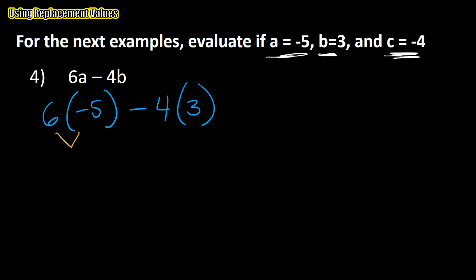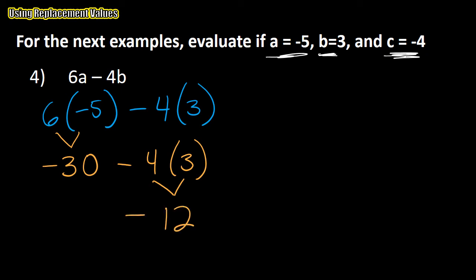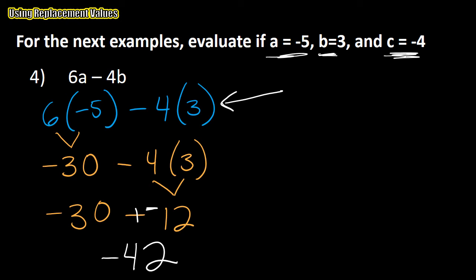So I have 6 times negative 5 gives me negative 30, minus 4 times 3. Do multiplication next. 4 times 3 is 12. And I'm going to rewrite everything. Then I have negative 30 minus 12. And I know that's the same thing as negative 30 plus negative 12, giving me negative 42 as my answer here. And so you can see that I did my replacement values, and then I did order of operations.